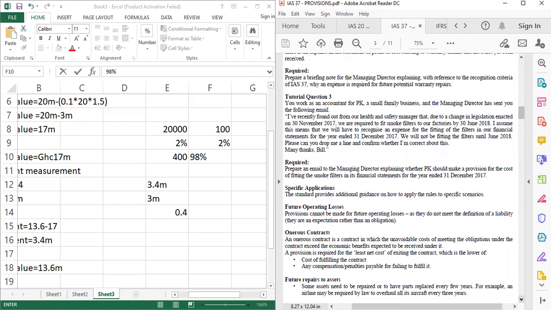Future operating losses. Provisions cannot be made for future operating losses as they do not meet the definition of a liability. You are going to make a loss. Who are you going to pay to? No. They are expectations rather than an obligation. We are going to make a loss, fine. If we make the loss, are we going to pay or use money to pay anyone? No. So for future operating losses, provisions cannot be made. We don't make provision for losses. They are not liabilities. All right.